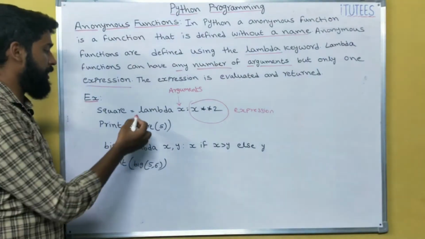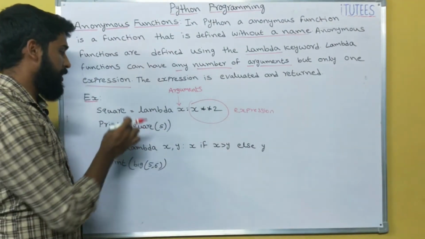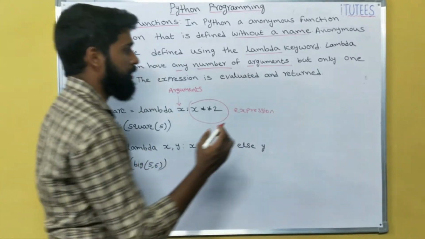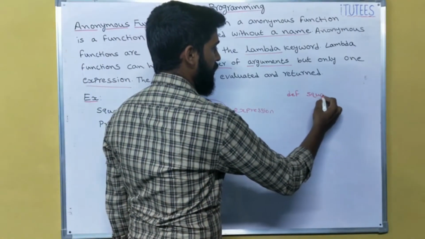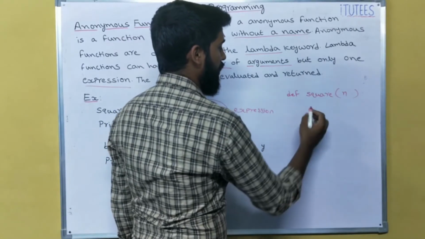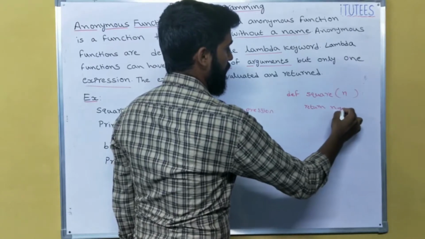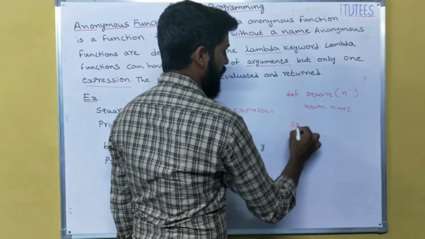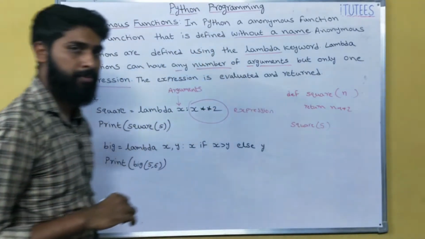Already we discussed the square function in our previous classes. So how can we define the square function? def, the function name is square, and I am taking one argument. I can write return n power 2. I call sqr of 5 like this.